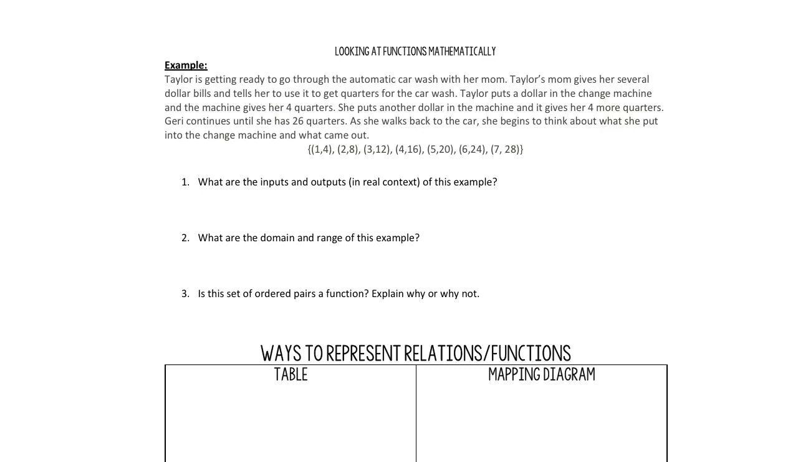It should also be 28, not 26. But as she walks back to the car, she begins to think about what she put into the change machine and what came out. So in our little example here, she puts in 1 quarter, she gets 4 quarters. She puts in $1, she gets 4 quarters. $2, she gets 8 quarters. 3, 4, 5, 6, 7, and so on.